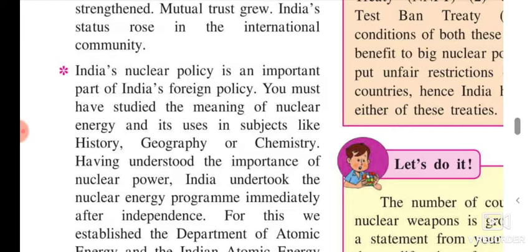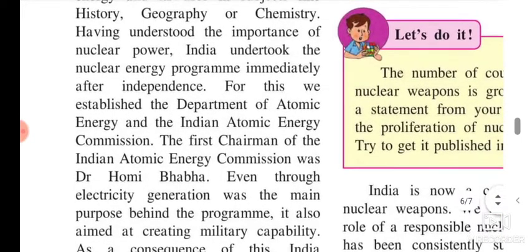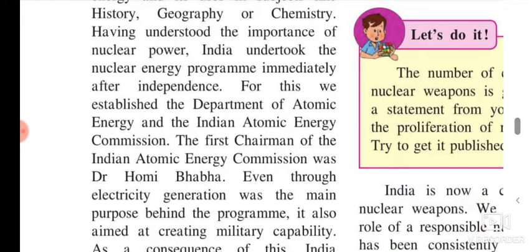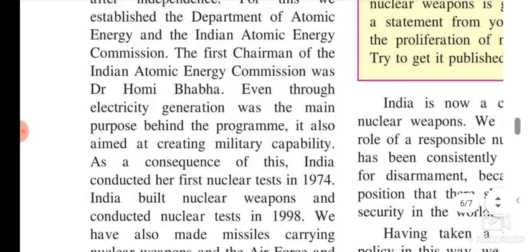Having understood the importance of nuclear power, India undertook the nuclear energy program immediately after independence. For this, we established the Department of Atomic Energy and the Indian Atomic Energy Commission. The first chairman of Indian Atomic Energy Commission was Dr. Homi Bhabha. Even though electricity generation was the main purpose behind the program, it also aimed at creating military capability.